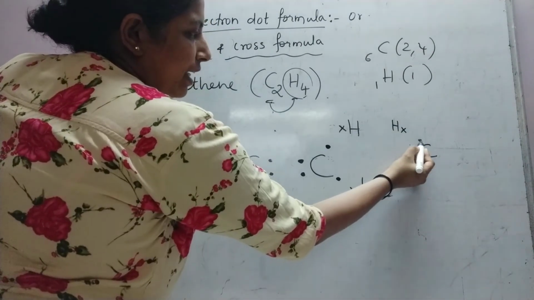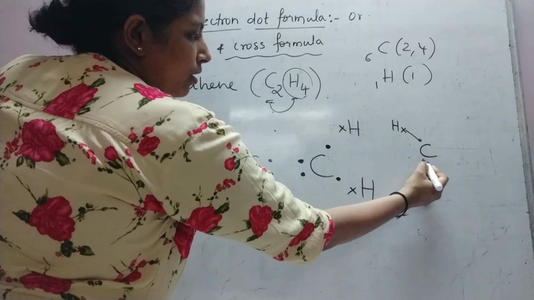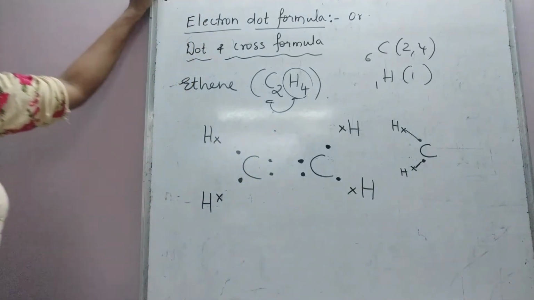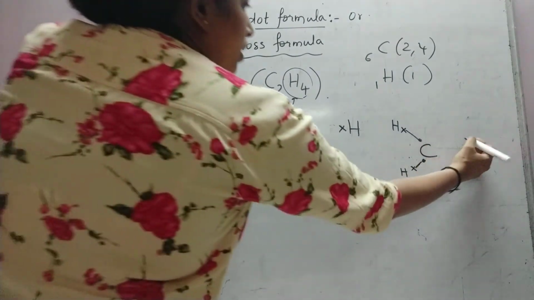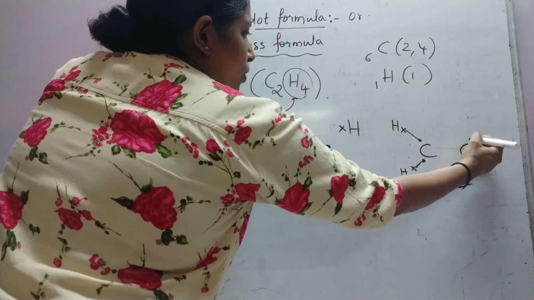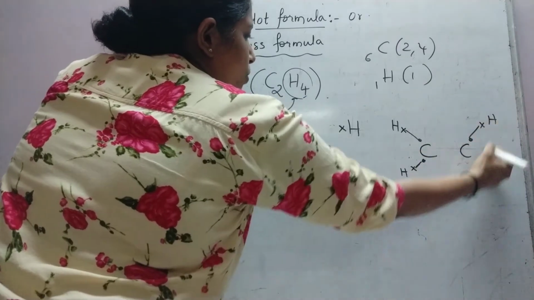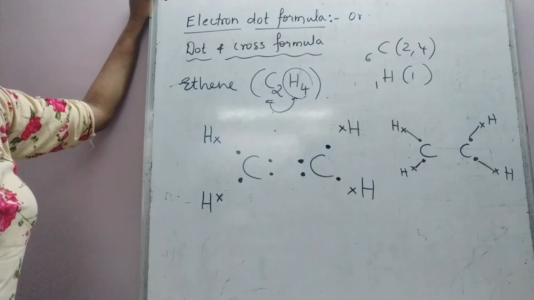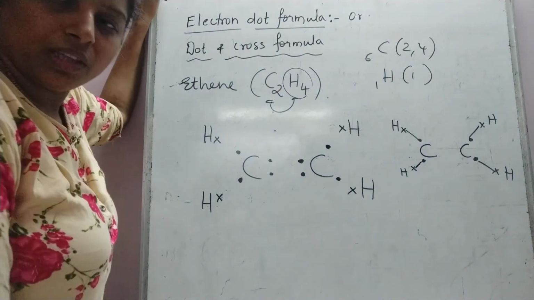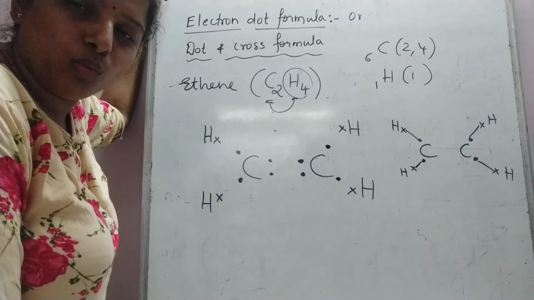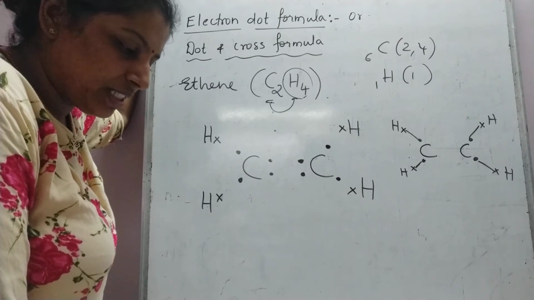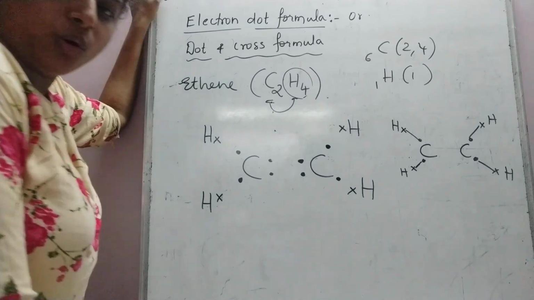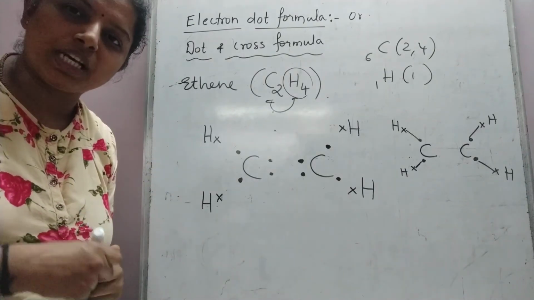Hydrogen's 1 electron and carbon's 1 electron form one bond. 1 electron of carbon and 1 electron of hydrogen form another bond. Now what kind of bond is it? It is a covalent bond. Bonds formed by mutual sharing of electrons are called covalent bonds.